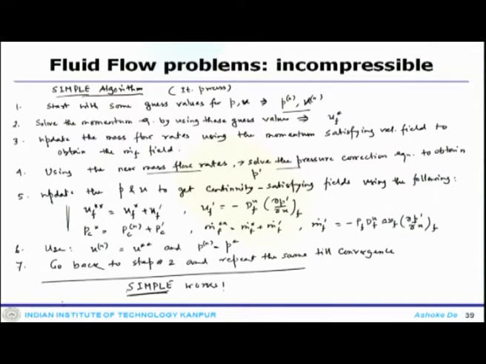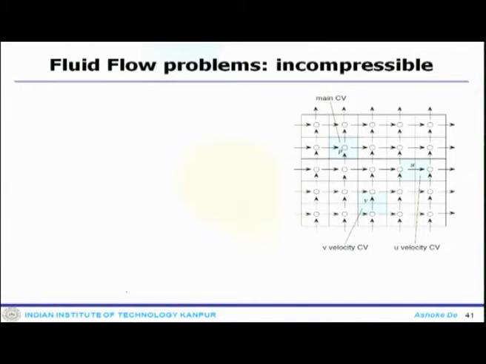So, now if we go to a two dimensional domain, what happens there? We can actually go back to a system where you see this is a 2D Cartesian staggered grid. So, this is where you start doing the calculations for the pressure and velocity coupling.